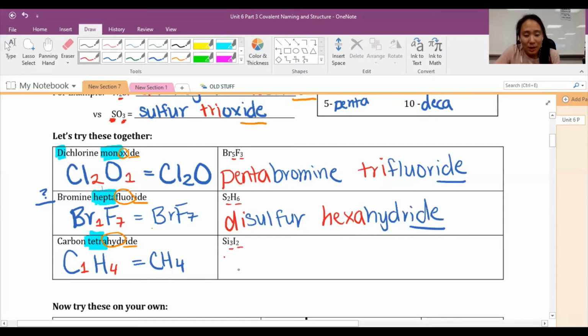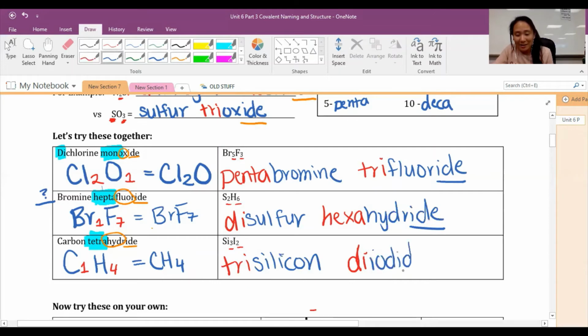Here we have a 3 and a 2. So this is tri, once again, like triangle. Si is silicon, trisilicon. 2 is di, di. And then I is iodine. So you have to change it to ide. So here iodine becomes iodide. And you're like, oh, can you have double I's here? You can't. It looks really silly, but that's what it is, okay? Trisilicon diiodide. Very good.